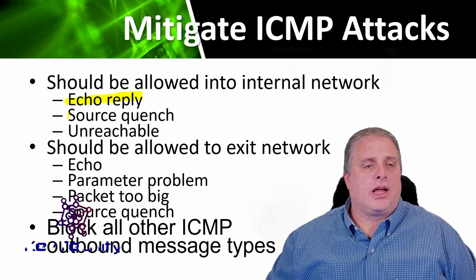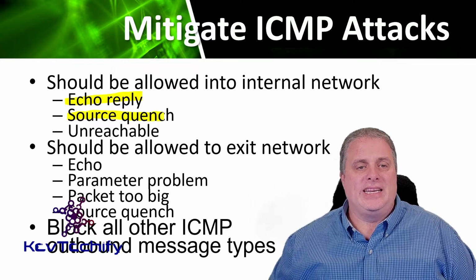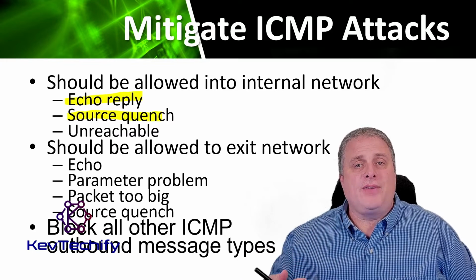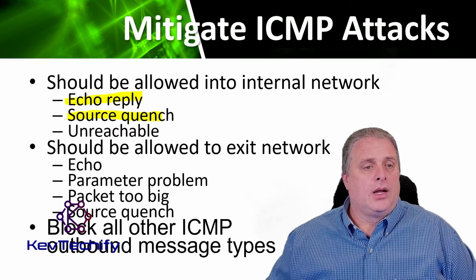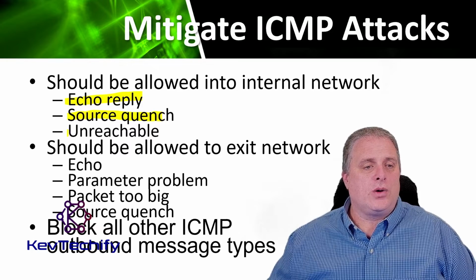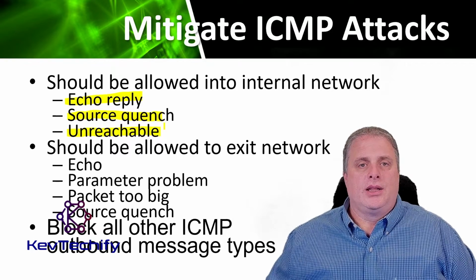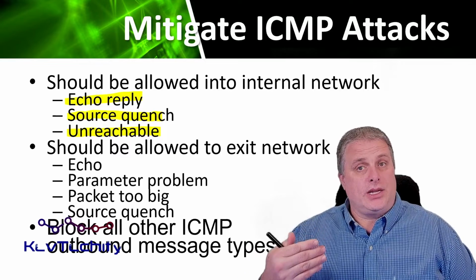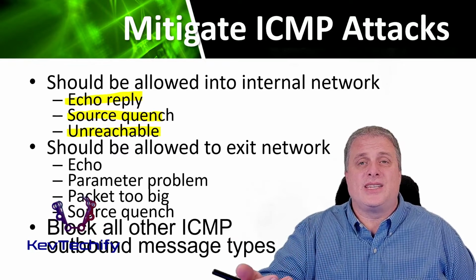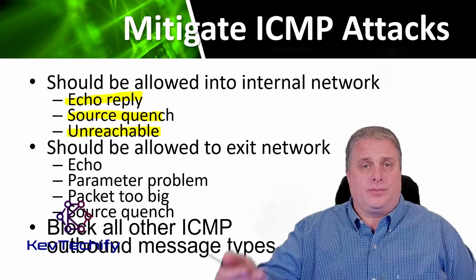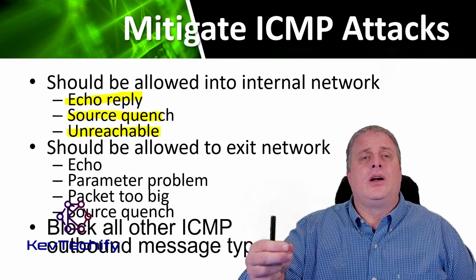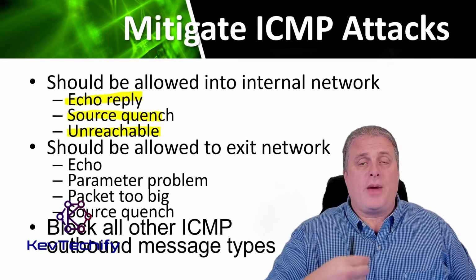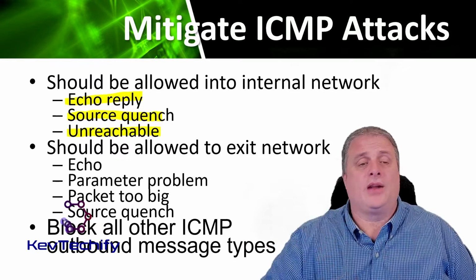You should also allow source squelch into your network. This requests that the sender decreases the traffic rate of messages. And the third thing you should allow into your network is the unreachable message. This is generated for packets that are administratively denied by an ACL. So you set up an ACL somewhere in your network, you should allow that unreachable ICMP packet to go back and say, sorry, can't reach our destination.